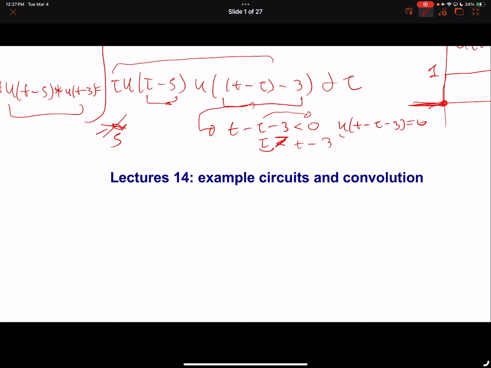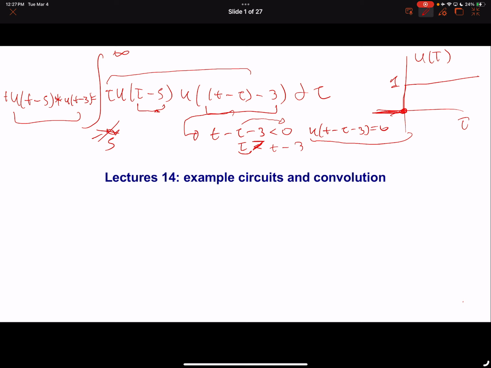Since we know that whenever tau is greater than t minus 3, the second argument is 0, do we really need to do this integral for time greater than t minus 3? Okay, so then that means that this is just t minus 3. So at that point, I can just rewrite this whole thing. So I have the integral from 5 to t minus 3 of tau, u of tau minus 5, u of t minus tau minus 3, d tau.